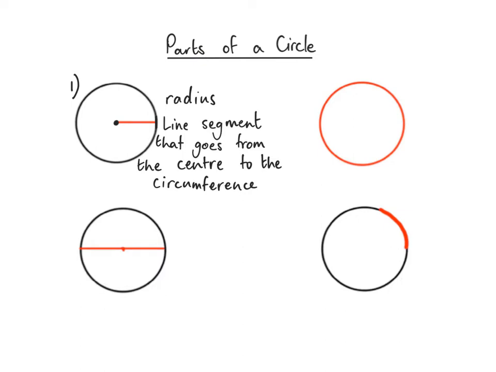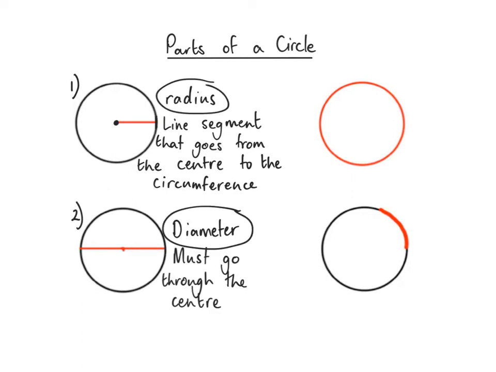Okay, the picture underneath. Number 2. What do we call that red line? That red line is called the diameter. And it's exactly the same as the line above, except it goes from one point on the circumference to another point. The thing about the diameter is it has to go through the centre. So if you have a line going across a circle and it goes through the centre of the circle, it will be the diameter. So the radius is from the centre to the edge. The diameter is from one side of the circumference to the other, and it goes through the centre.